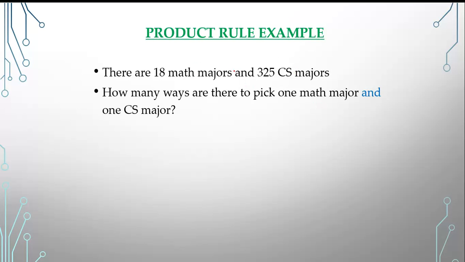So total number of ways: 18 ways to choose the math one, and 325 ways to choose the CS one. So the total number of ways is 18 multiplied by 325, that is 5850 total ways to choose one math and one CS project, right?